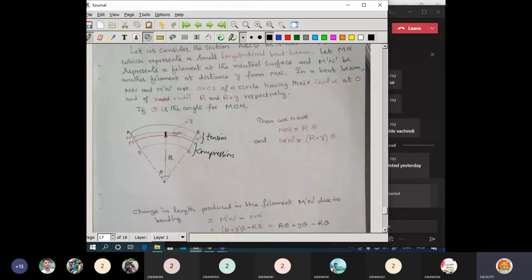Now here this line is the perpendicular distance between these two, and the distance is y. And here we are considering a small area A. Now if you consider this as point O, the arc length can be given as, if you want, you can write like this: arc length MN will be equal to r theta, and similarly, arc length of M dash N dash can be given as r plus y into theta.